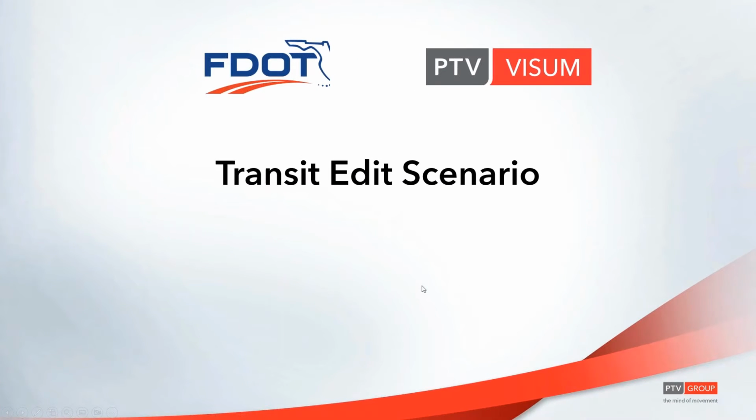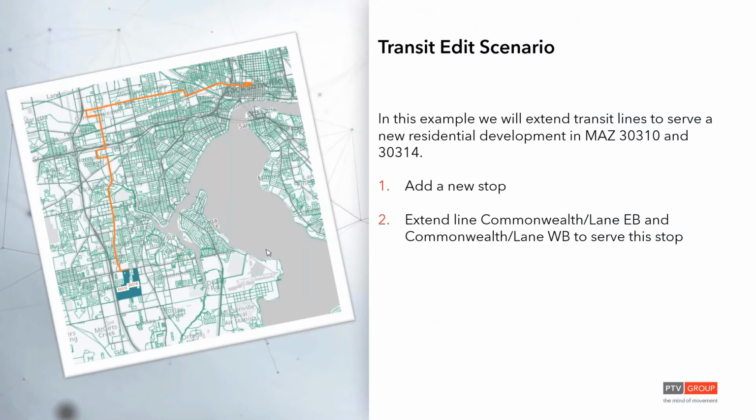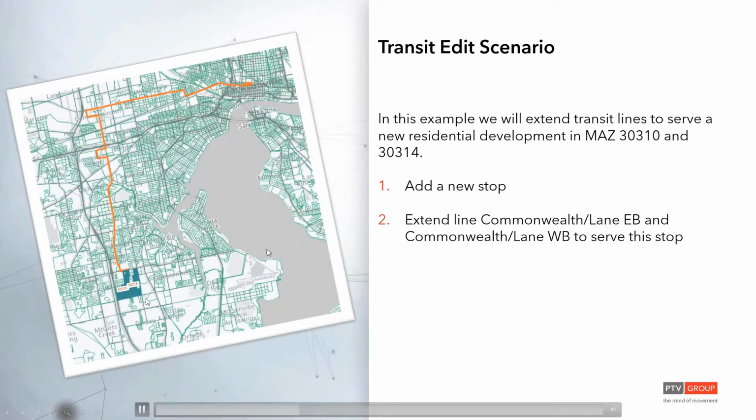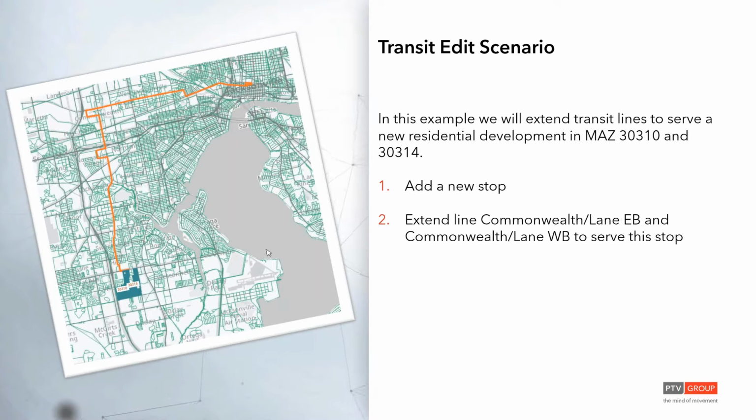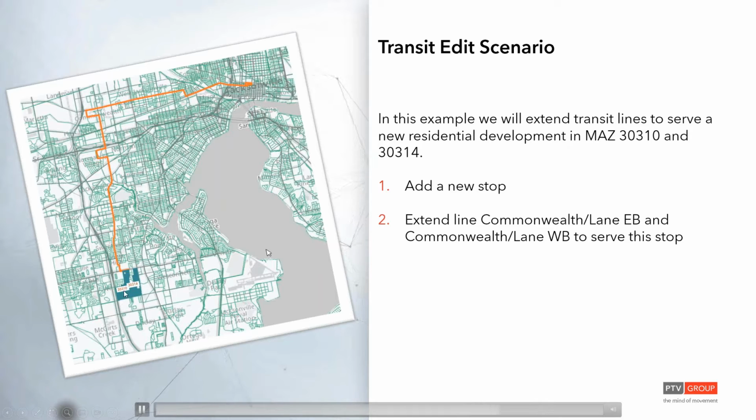So let's keep going. Let's go through a transit edit scenario. In this example, if you remember from our first example where we added a few households to some zones, let's say you decide that these new zones are not quite well served by transit, so you want to extend one of the existing transit lines that comes all the way till here. So maybe you want to add a new stop at this location and then extend the transit line, and that way this community will be served better.